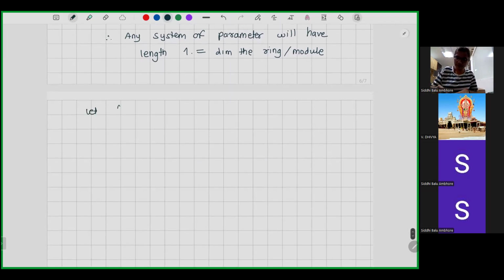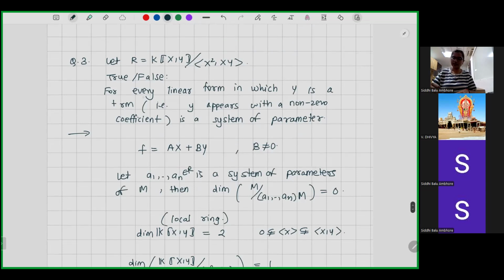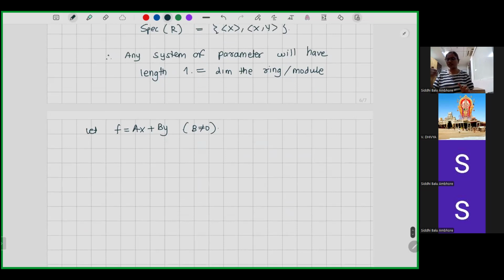So let this F be... we have to check whether the linear forms are giving me a system of parameters or not. And here F is such that b is non-zero. That's the condition given: every linear form in which y is a term, that is, y appears with a non-zero coefficient. So we have to check that F, the linear forms, are of this form, ax plus by, with b non-zero. Let me write this small to check, to see that these are elements in the quotient ring.